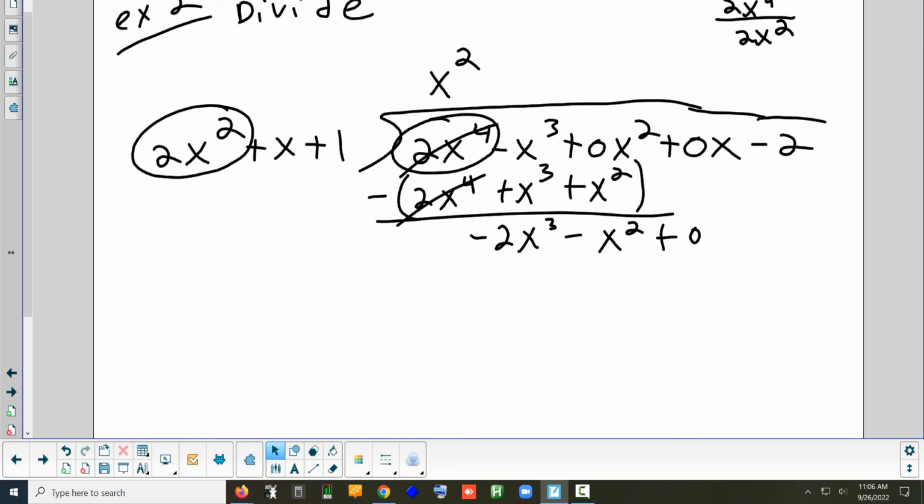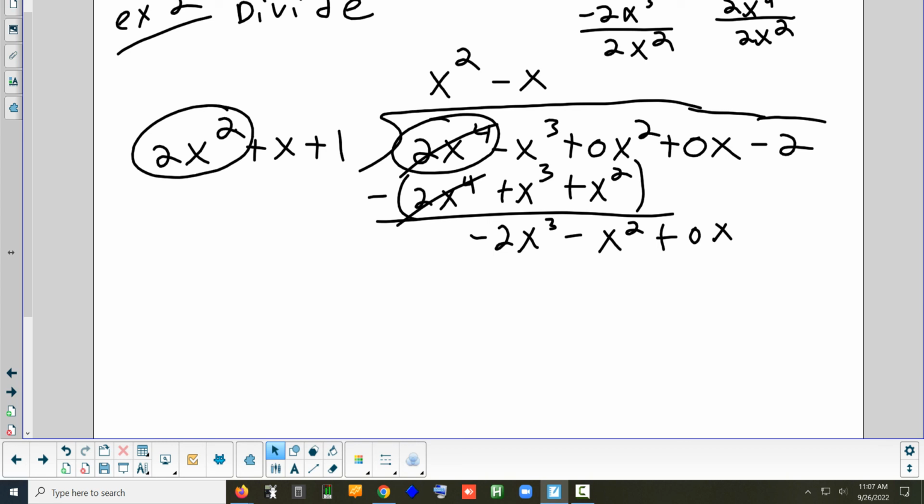Okay, so we got that. Bring down your next term. Do it again. The exponent was a 4. Now it's a 3. Keep going until it's smaller than a 2. And then you're done. What's negative 2x cubed divided by 2x squared? Negative x. Okay, you're going to know if you did it right because you're going to check it right now.